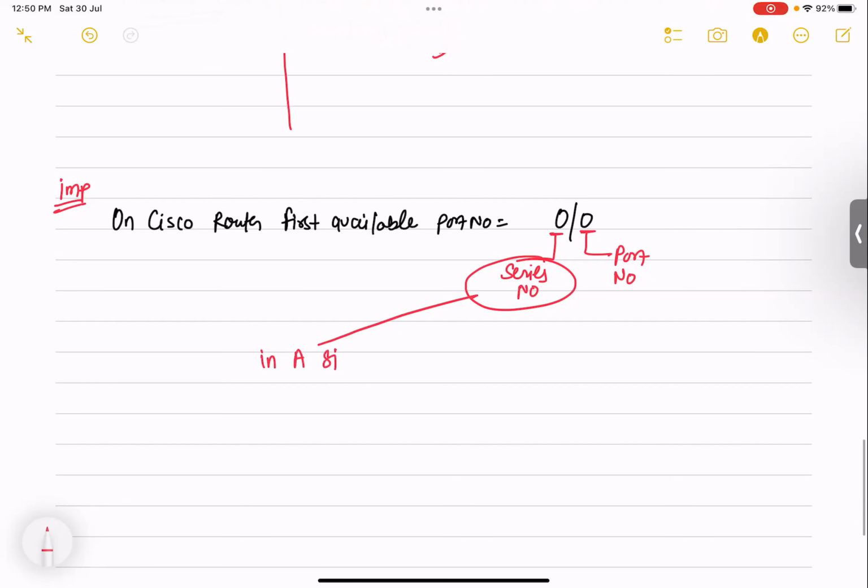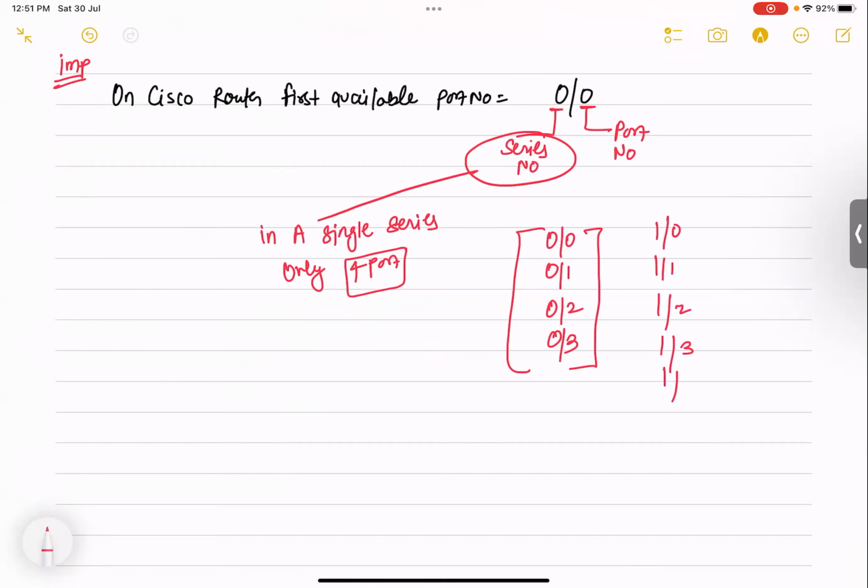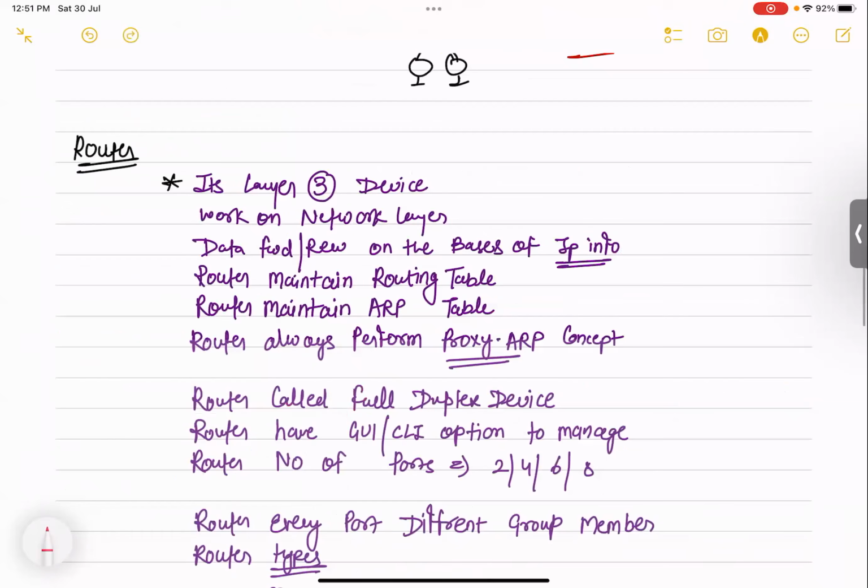In a single series, how many ports are available? 4 ports. So 0/0 is first, 0/1, then up to 0/3, and this series will be complete. Then we get 1/0, 1/1, 1/2, 1/3. No, we are getting only 4 ports.